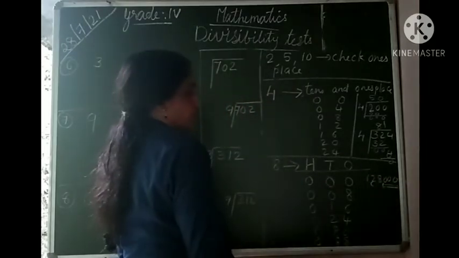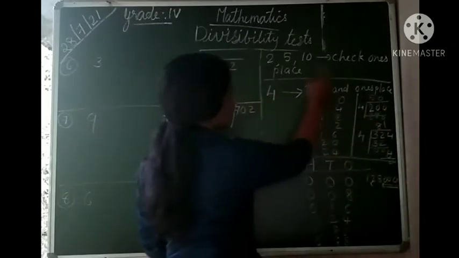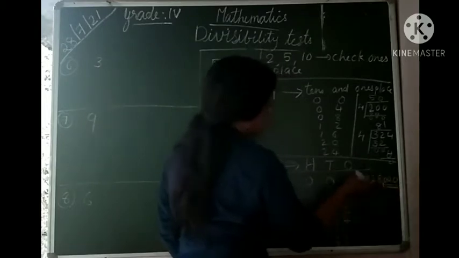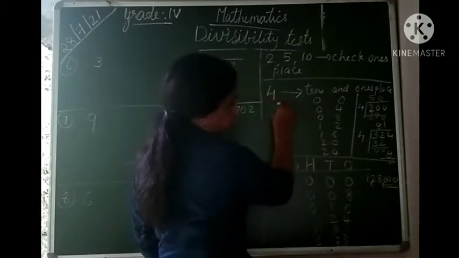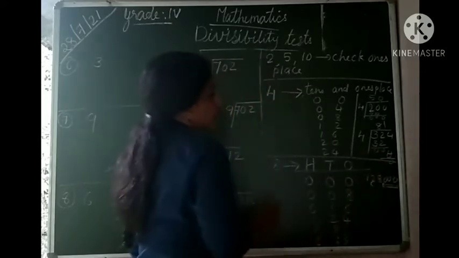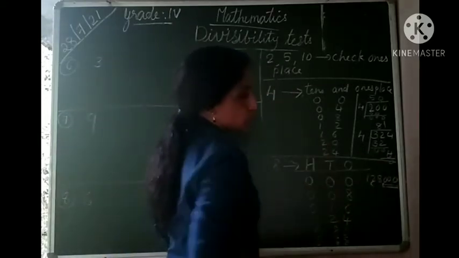Without division I can say. How? By checking the ones place, we can say 2, 5 and 10. By checking the ones and tens places, we can say that number is divisible by 4. By checking the ones, tens and hundreds, we can say that number is divisible by 8. I will give some questions.